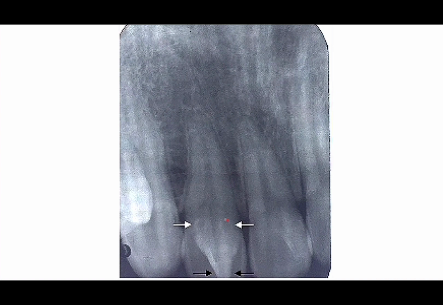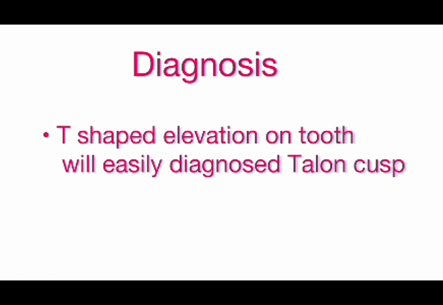Now let us see the radiographic feature of this Talon's cusp. As you can appreciate, this structure is nothing but a Talon's cusp, which is projecting on the lingual surface of this incisor tooth. Now let us see how we can diagnose this condition. We can diagnose this condition very easily. There will be a T-shaped elevation on the tooth. So it will be easily diagnosed, and it is also easily visible on radiograph.